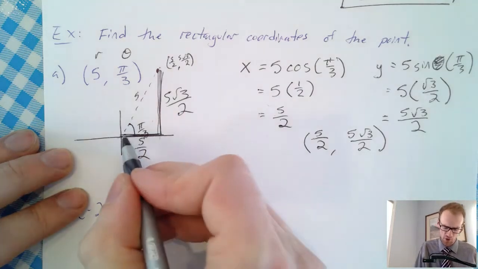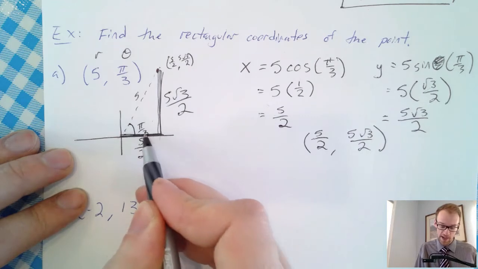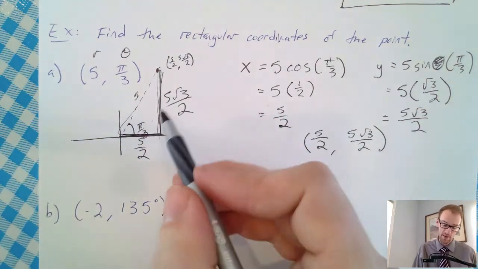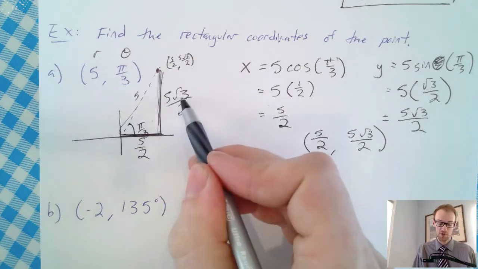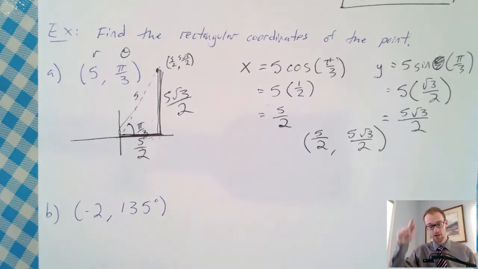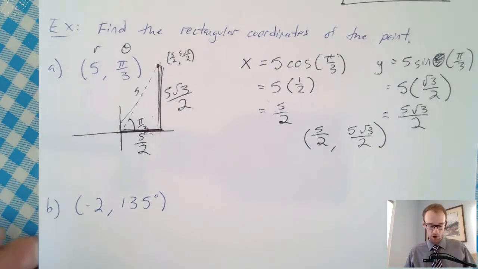Okay, now I'm going to do a quick double check. I know this is a 30, 60, 90 triangle. My short leg should be half the length of my hypotenuse, 5, and half of 5. We're good. And then my long leg should be square root of 3 times my short leg, and it is. So if you know the proportions of a 30, 60, 90 triangle, then you can double check your work pretty easy.